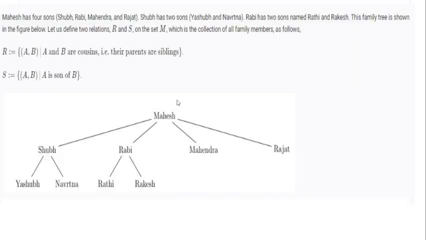So basically this is a family tree, and based on this we have to answer 3 questions, I think. Mahesh has 4 sons: Shubh, Ravi, Mahendra and Rajat. Shubh has 2 sons, Yashub and Lvj. Ravi has 2 sons named Rathi and Rakesh. This family tree is shown in the figure below.